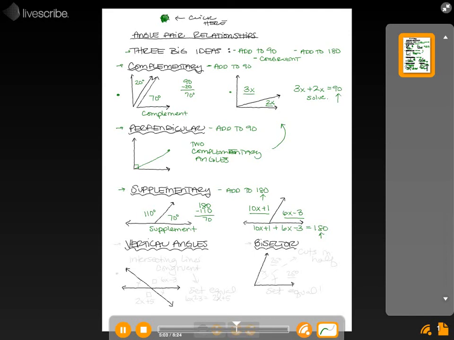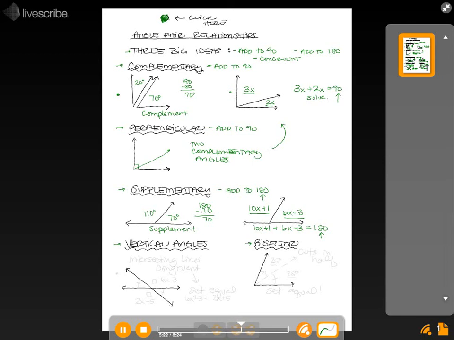That's the second big idea that I gave you at the beginning. So first big idea, add to 90, that's complementary and perpendicular. Second big idea, add to 180, that's going to be supplementary angles. Last two big ideas, vertical angles and an angle bisector.